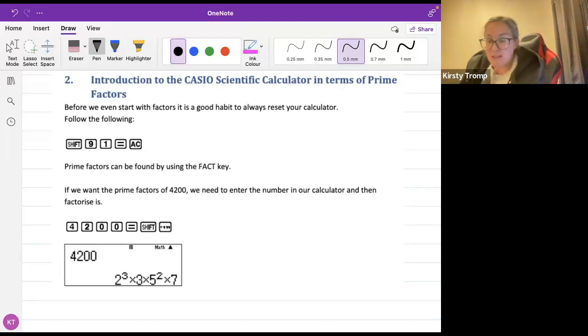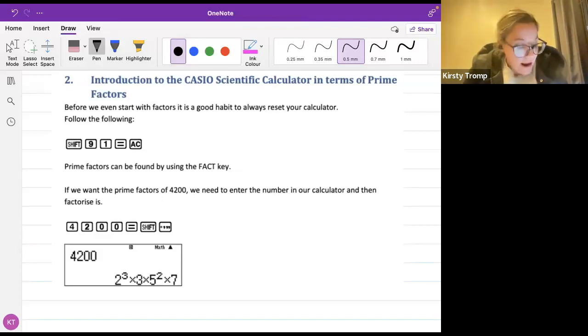The first thing you're going to want to do when you're using your Casio calculator is reset your calculator. So you're going to press Shift, 9, 1, equals, and then you're going to press AC. So first you're going to reset your calculator, and that clears off your calculator.